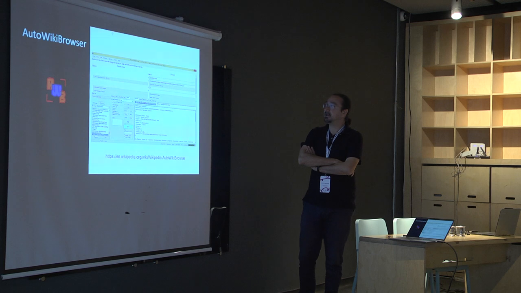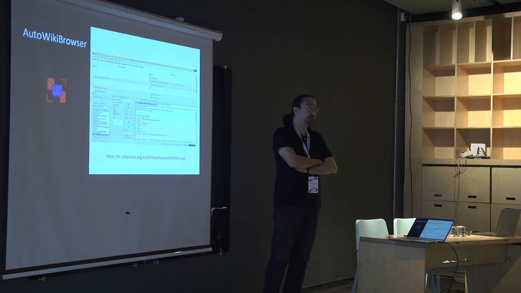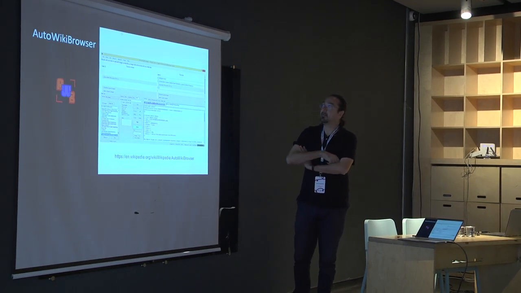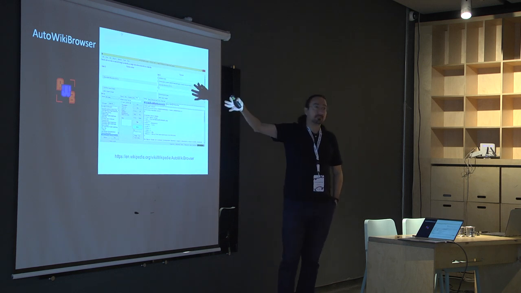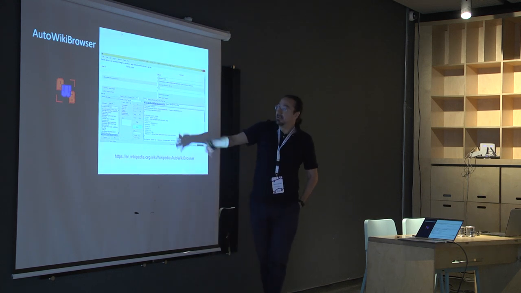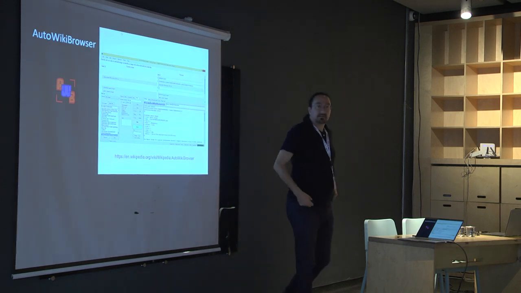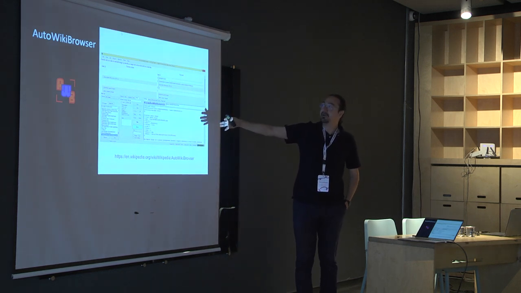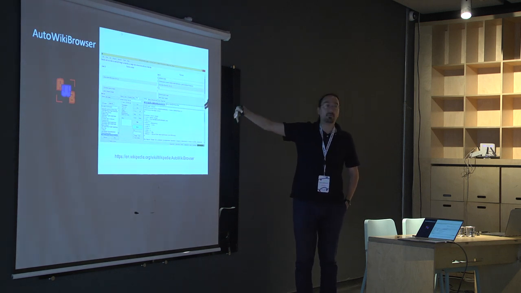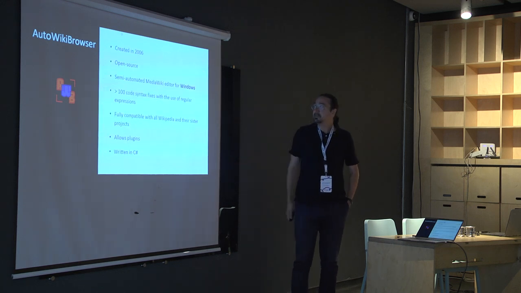AutoWikiBrowser is a tool that allows you to edit multiple pages in a fast and optimal way, in case you haven't heard before. So the idea of how it works, it's like a browser for articles that you load a huge list of articles that you want to edit, and then you edit them, and after you finish with one page, you proceed to the next one. The difference is that this also provides you with many suggestions of how to do it, and also gives you many tools to do things faster. And we are going to show you some examples.